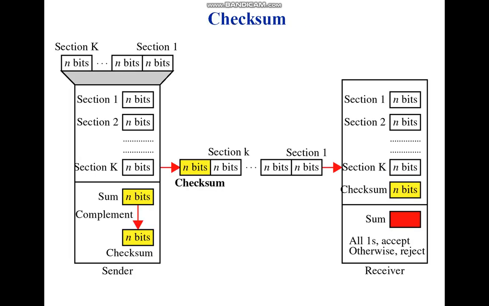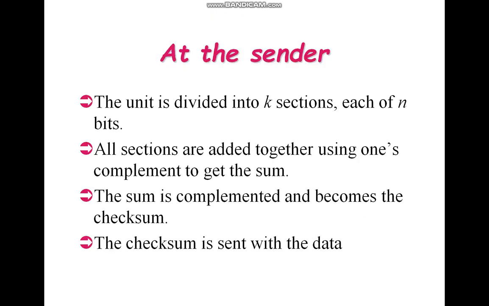And then checksum. In checksum we calculate the checksum for each section, and the final checksum value is added back to the original data. Once again we calculate the checksum on the receiver side. If all the bits of the checksum are 1, then the data is accepted, otherwise the data is rejected. The unit is divided into k sections, each of n bits.